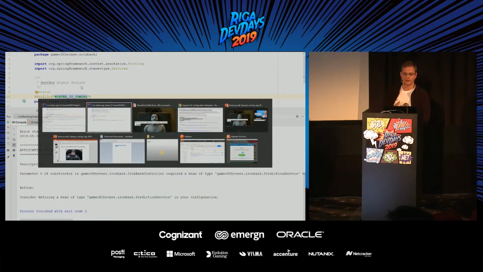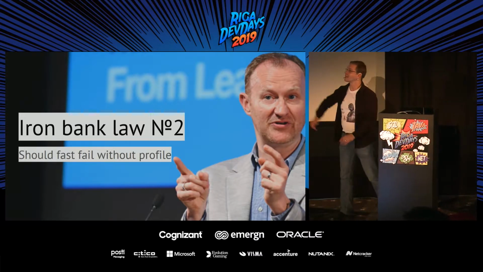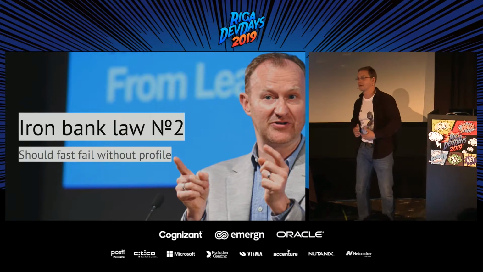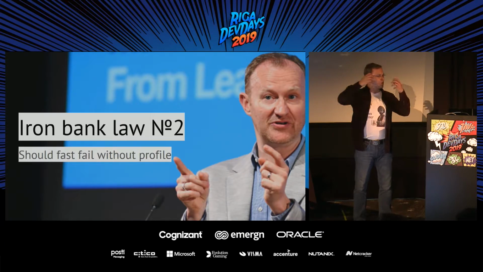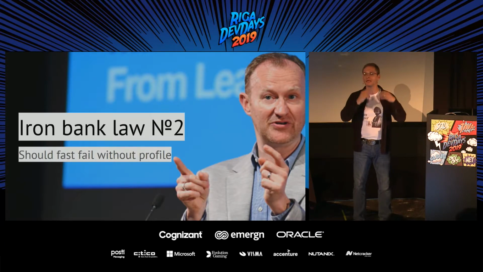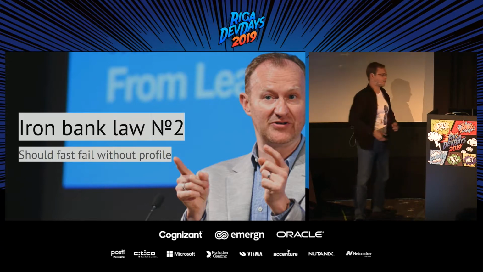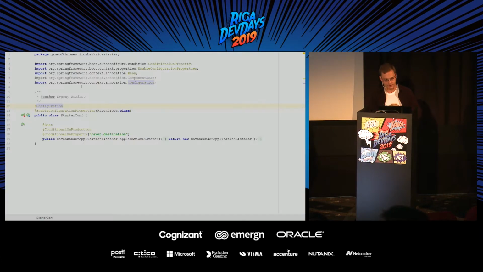So we have the new law in our Iron Bank. We need fast fail without profile. Every time somebody tries to run the Iron Bank application, the starter will force this application to fail immediately in the beginning, after checking that the one running this application forgot to configure the profile. Okay? So let's go back to the starter and let's enter this rule.